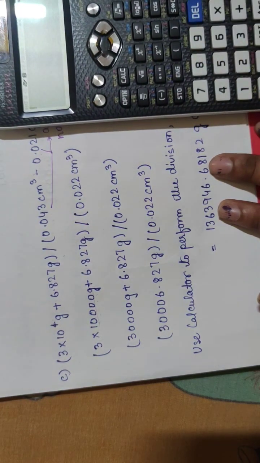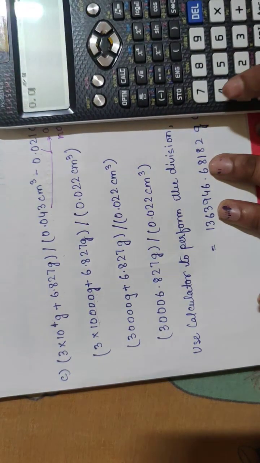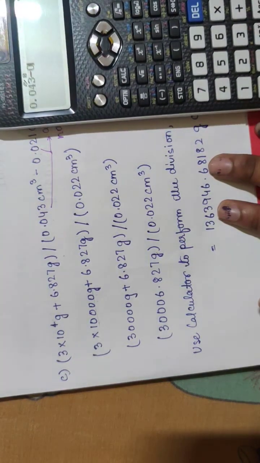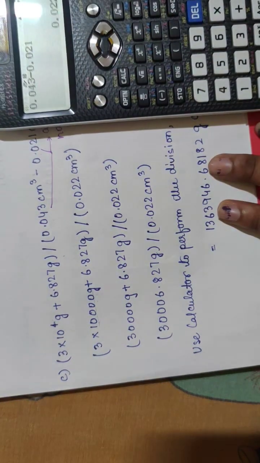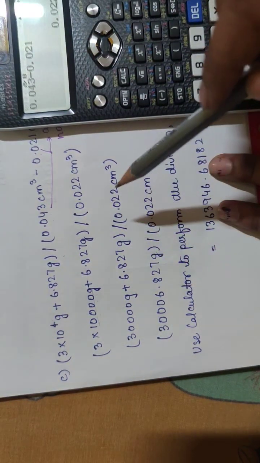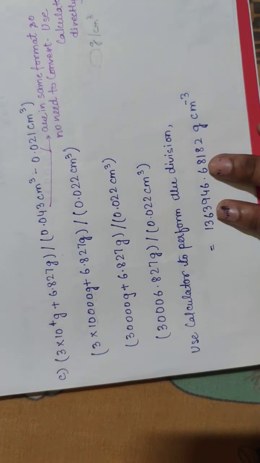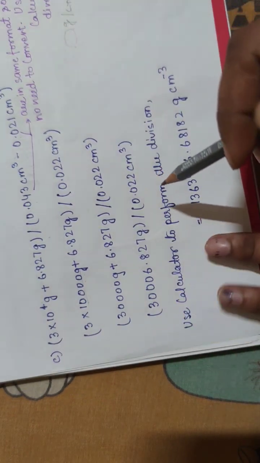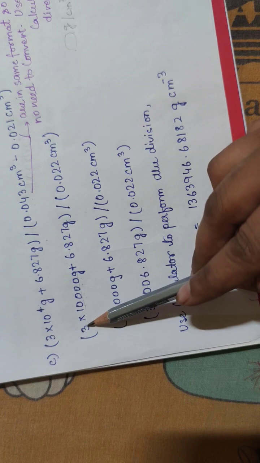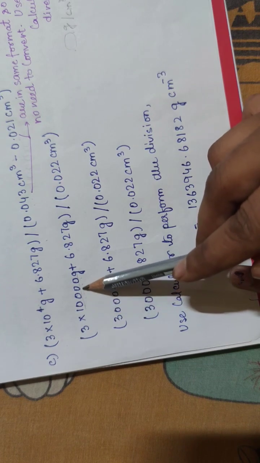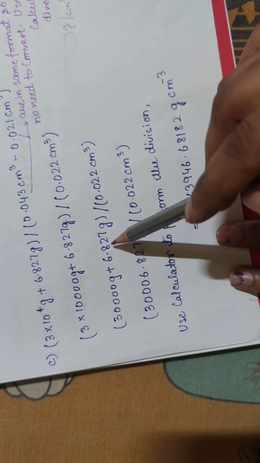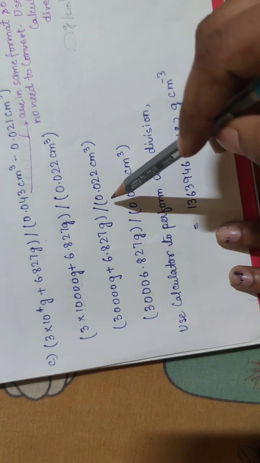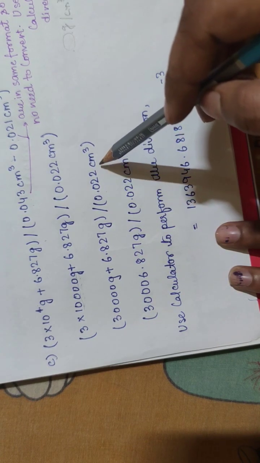Okay, 0.043 minus 0.021, that is 0.022 centimeter cube. Okay, fine. And so 3 multiplied by 10,000 is 30,000 grams plus 6.827 grams whole divided by 0.022 centimeter cube.